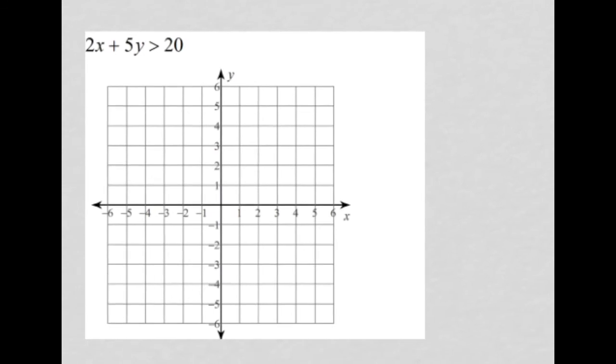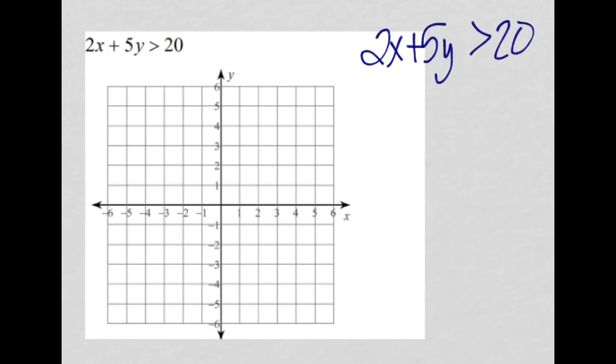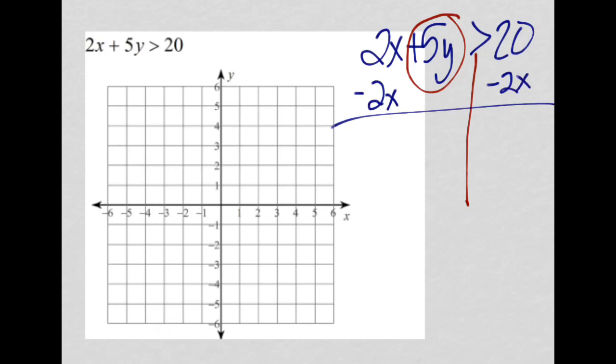Last one. This one has a number in front of the y, which means I'm going to rewrite it that way I don't have to erase it for you. We begin by circling, drawing our line, subtracting our 2x from both sides. FYI, these will never combine. Please don't try to make them. So I have 5y is greater than 20 minus 2x.